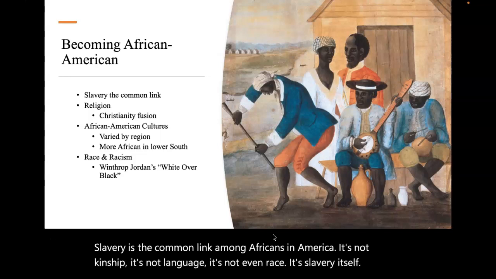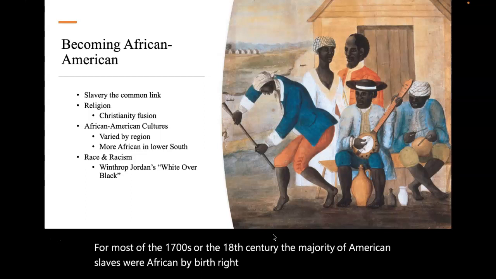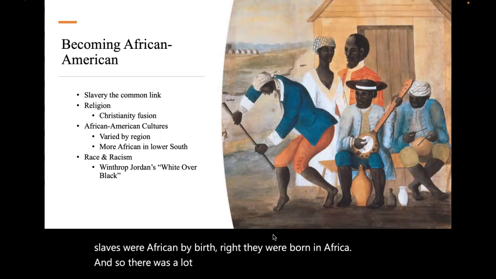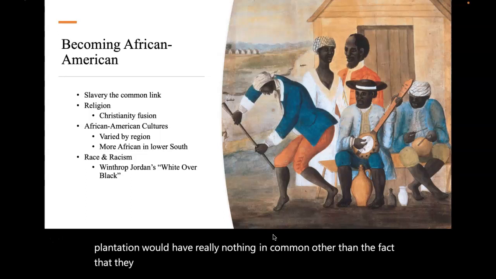For most of the 1700s, the 18th century, the majority of American slaves were African by birth, right? They were born in Africa. And so there were a lot of differences. Most of the slaves on a large plantation would have really nothing in common other than the fact that they were enslaved.